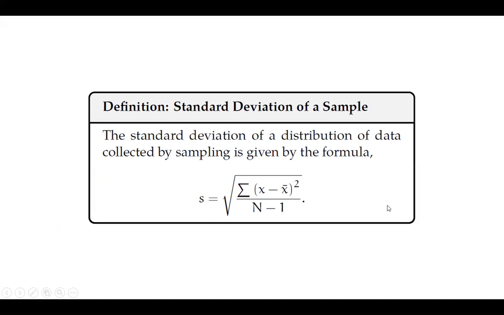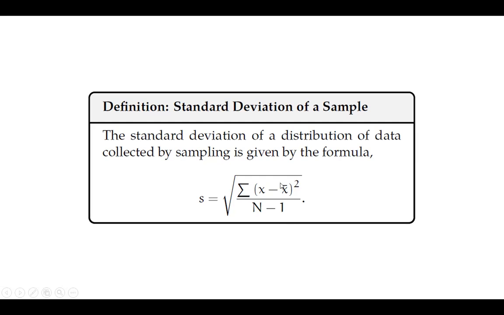So that's the standard deviation of a sample. It's going to be different for a population. We're going to look at that later. Right now, we're focusing on a sample. The standard deviation of a distribution of data collected by sampling is given by the formula S equals the square root of all the sum of x minus x bar squared divided by n minus 1.